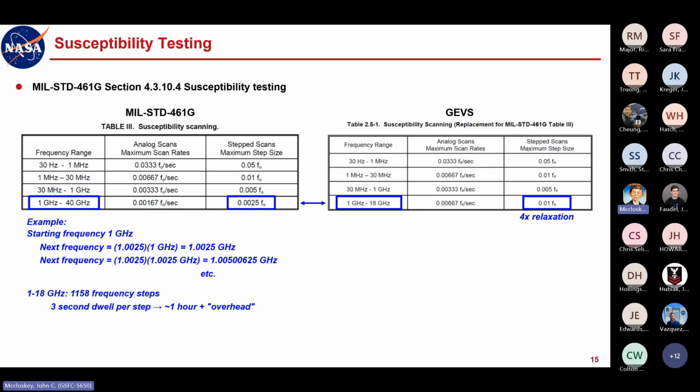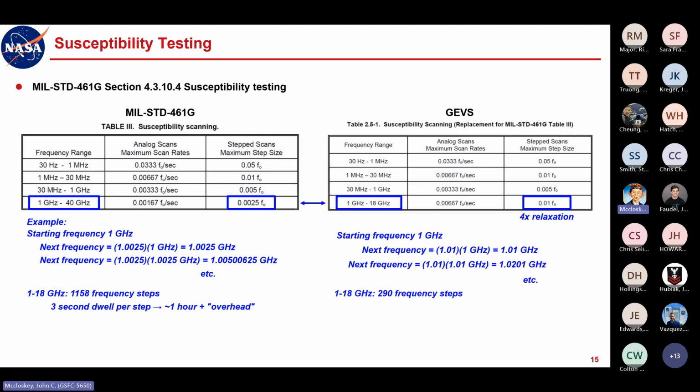So in GEVs, we've relaxed that step size above 1 gigahertz to 1%, 0.01 f0. There, we start at 1 gigahertz, our next frequency is 1.01 gigahertz, our next one is just over 1.02, and so on. From 1 to 18 gigahertz, not too surprisingly, we're looking at about a quarter of the number of steps, so about a quarter of the time, about 15 minutes. And if a 1 second dwell time is sufficient, which we generally apply on Goddard missions, the scans may be shortened even further.